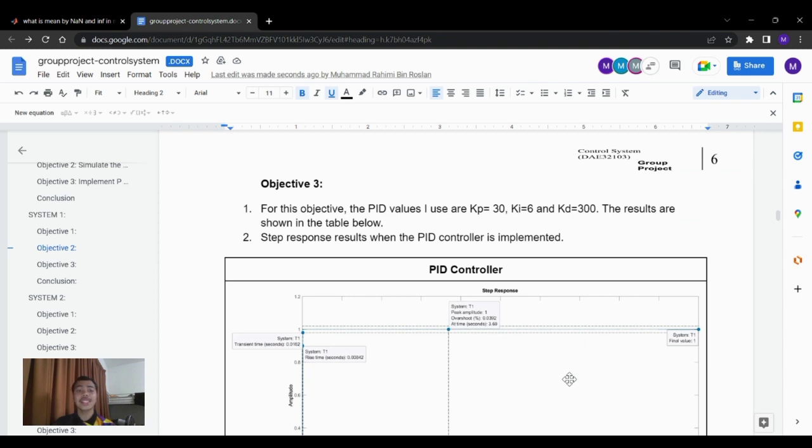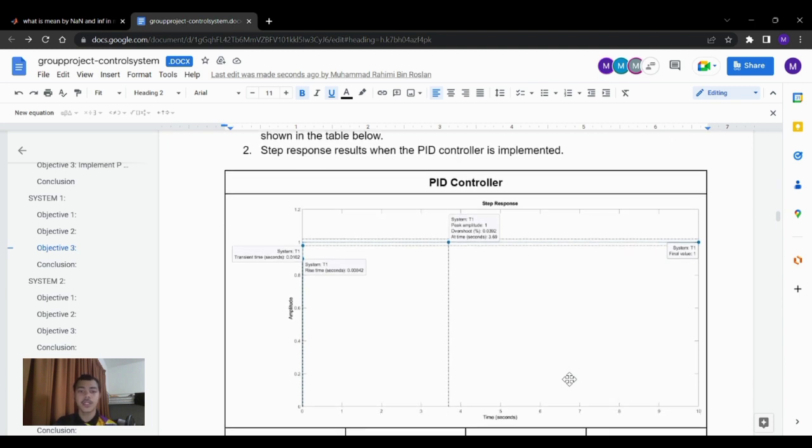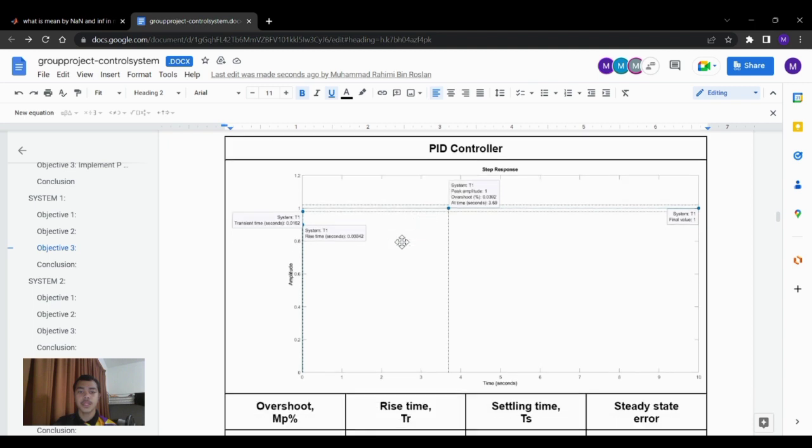Moving on to objective 3. For this objective, the PID values that I use are Kp equals 30, Ki equals 6, and Kd equals 300. The results are shown in the table below. So for the PID controller, the step response is like this.